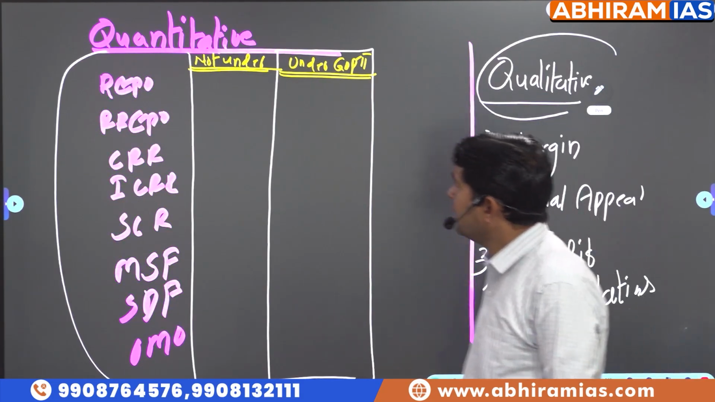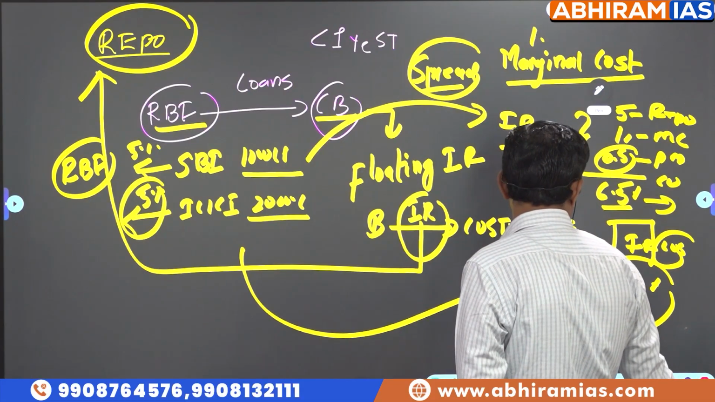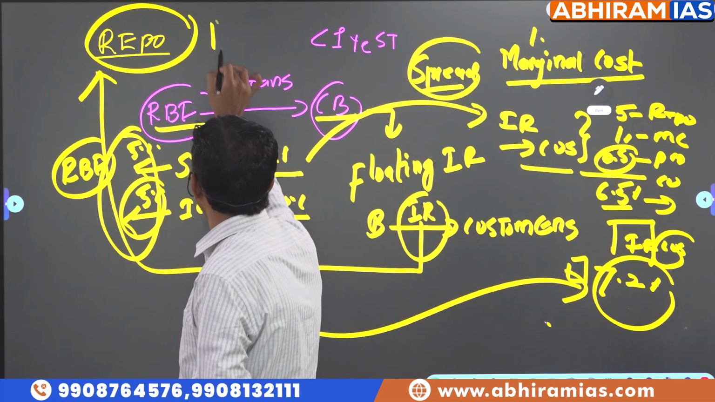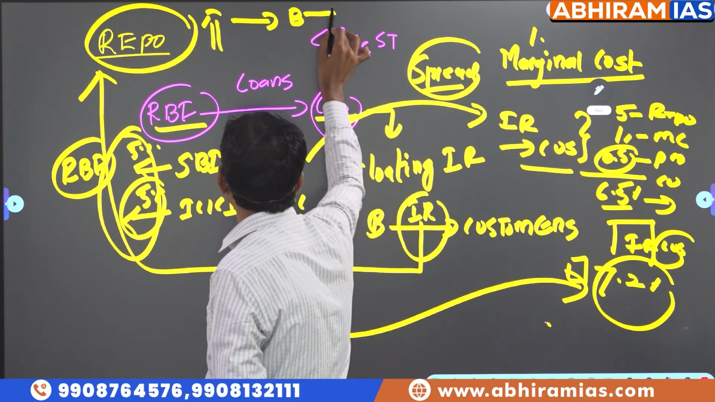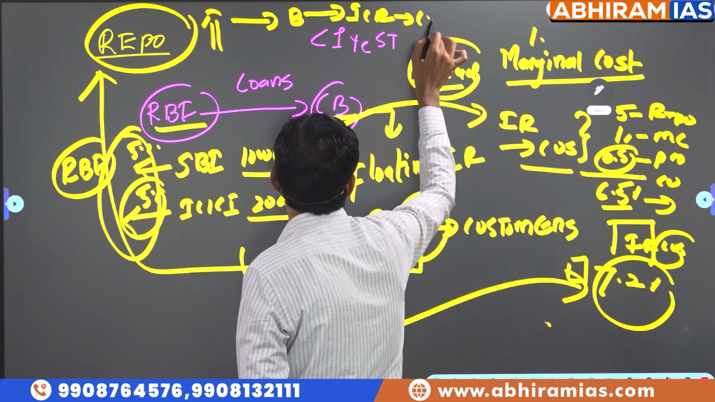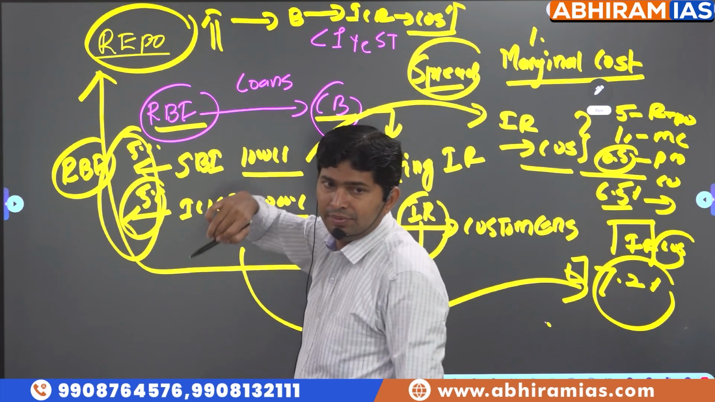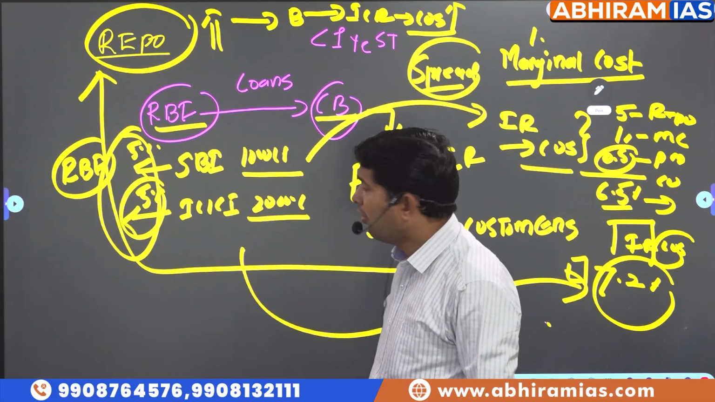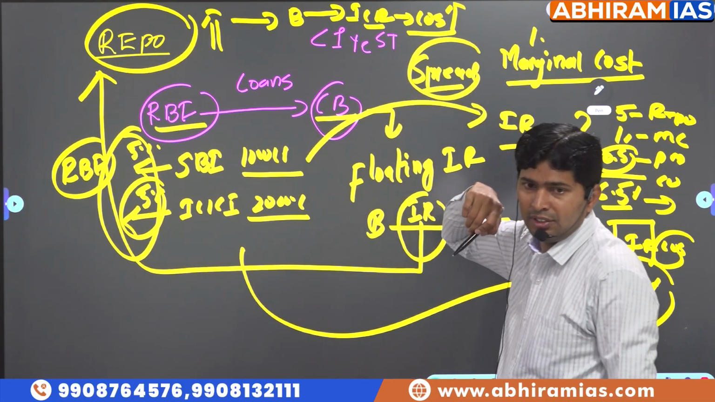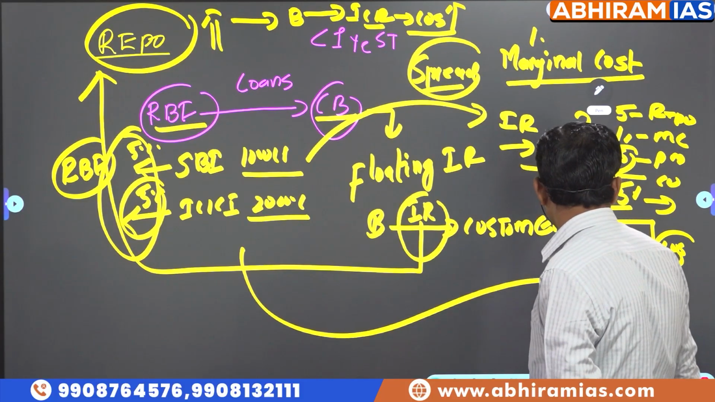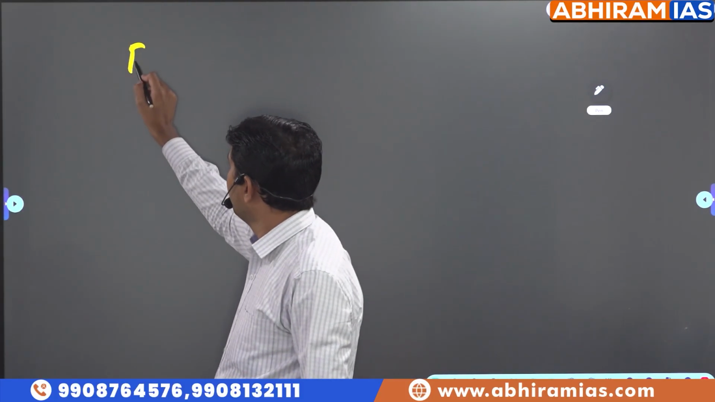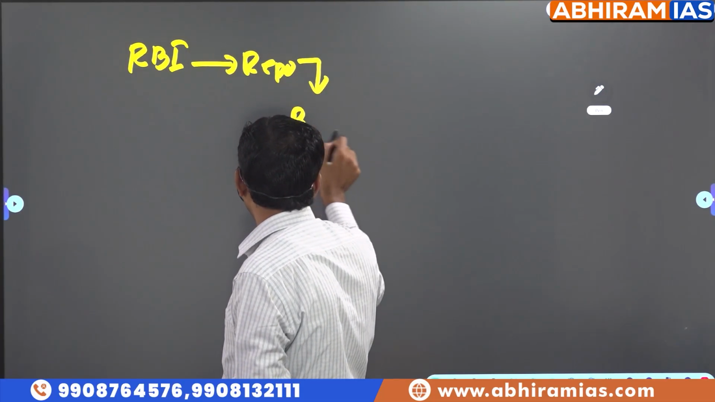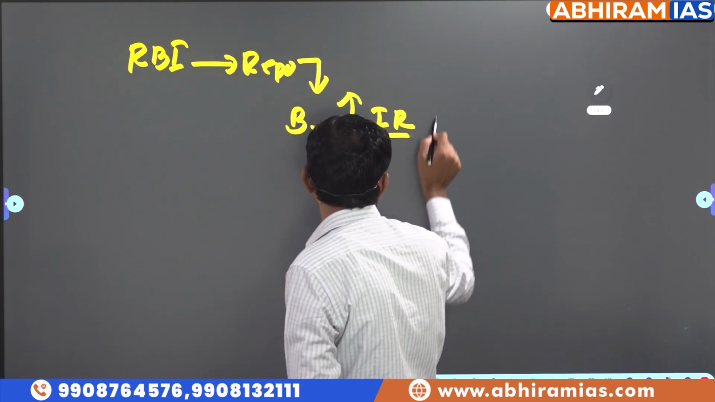If RBI increases repo rate, what does the bank do with the interest rate to customers? Because of the floating interest rate, if RBI increases repo rate to a bank, meaning the bank has to pay more to RBI, what does the bank do with the interest rate to customers? Increases. So if you look at how the repo rate mechanism works, when RBI increases repo rate, correspondingly, the bank is also increasing interest rate to customers.